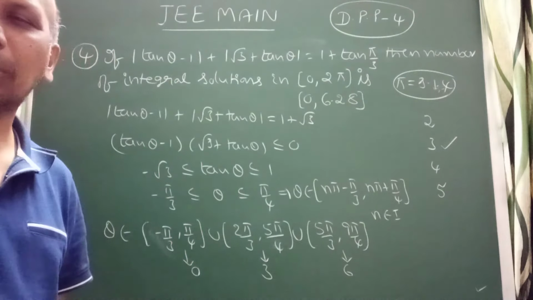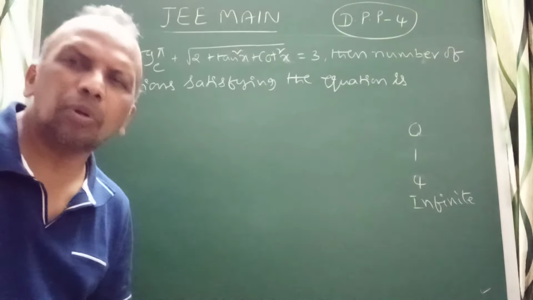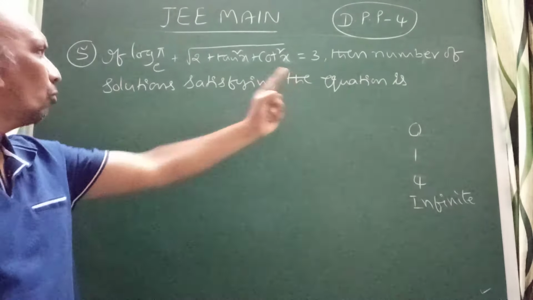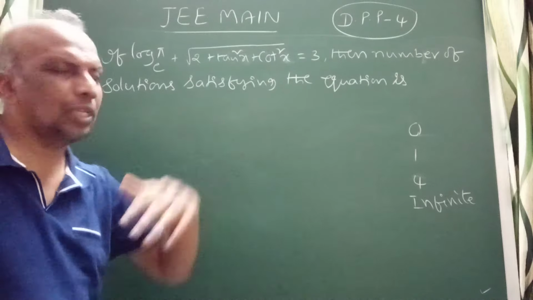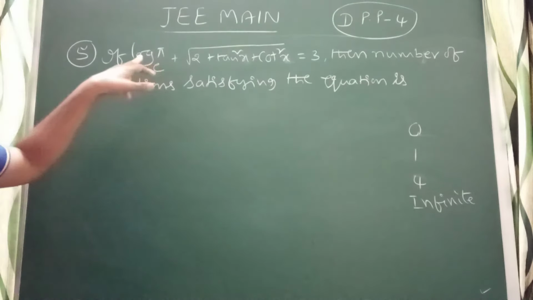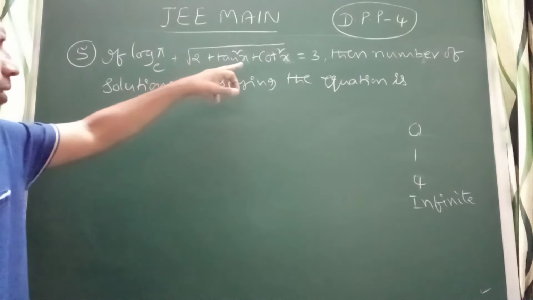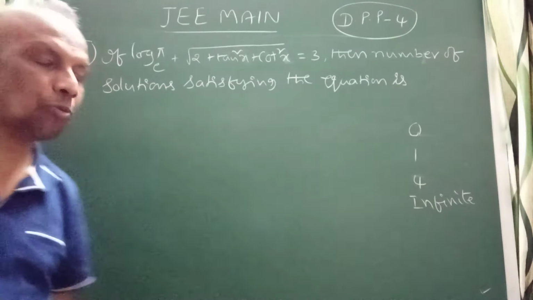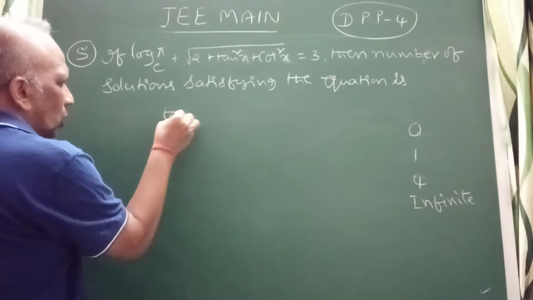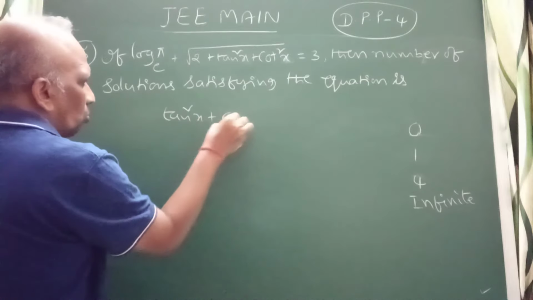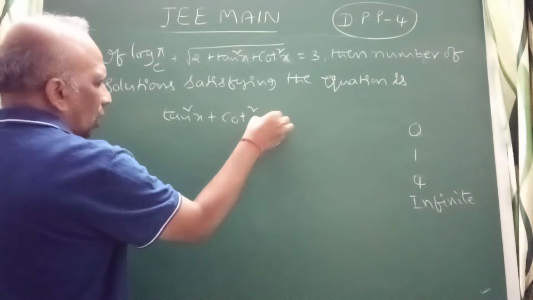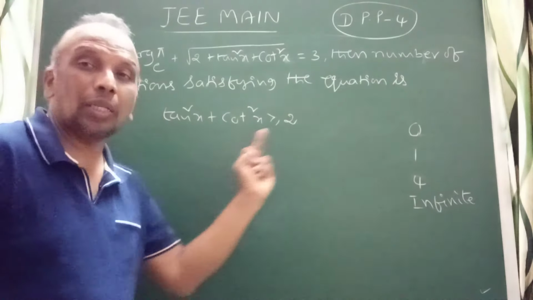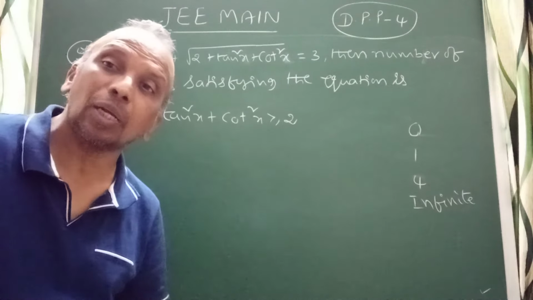Now we do the next one. In this problem they are asking the number of solutions satisfying the given equation: log pi base e equals root of 2 plus tan square x plus cot square x. But we know that tan square x plus cot square x is always greater than or equal to 2. How? Use AM greater than or equal to GM.